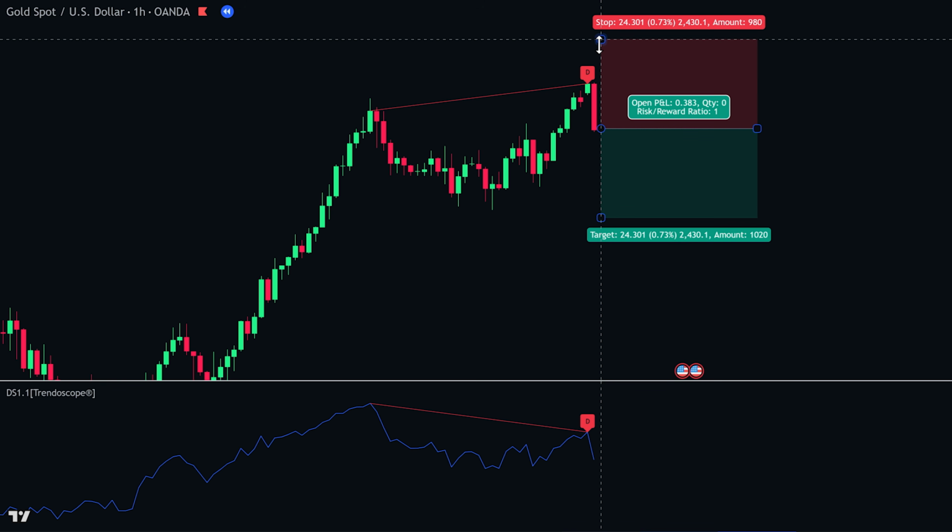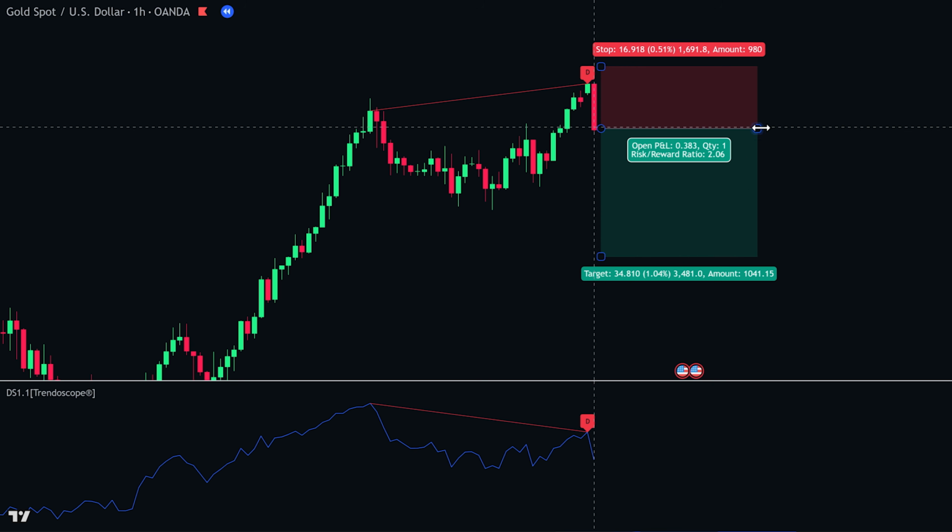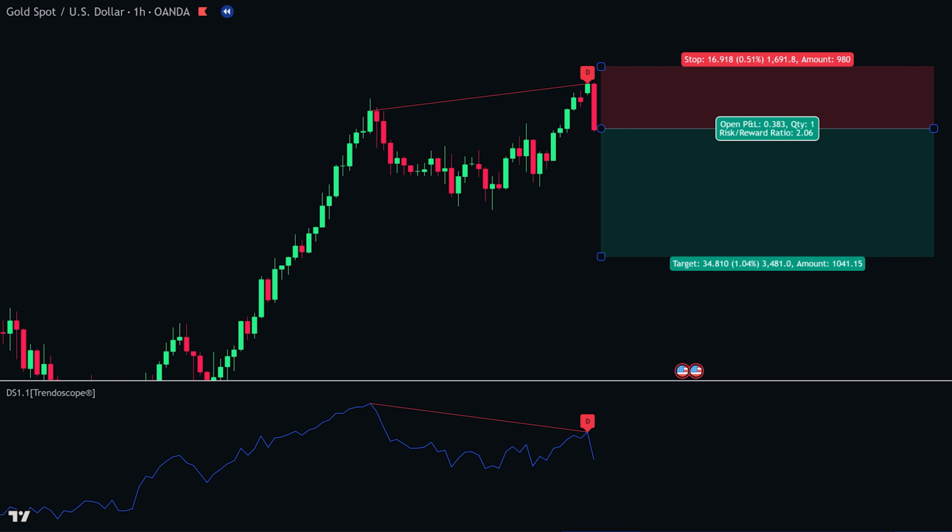Place your stop loss just above the recent high, which is the divergence level. Then aim for a 1-to-2 risk-to-reward ratio. Let the trade play out, and as shown here, price eventually hits the profit target.